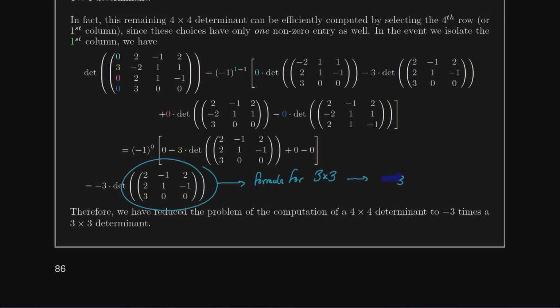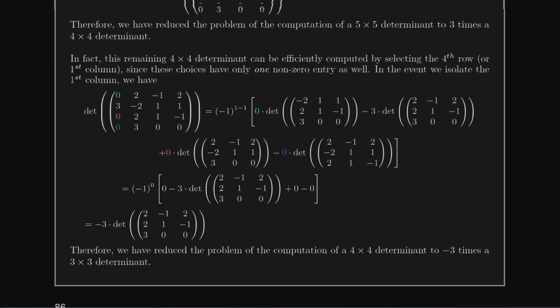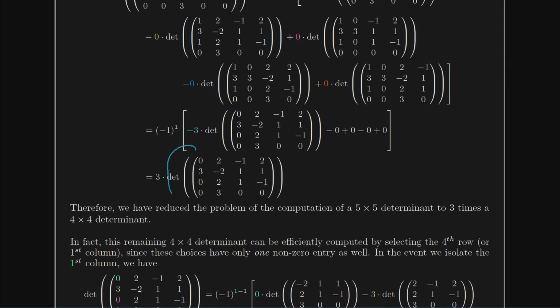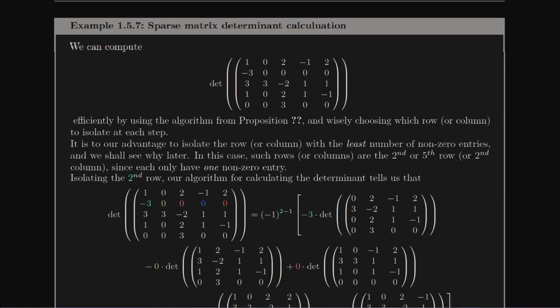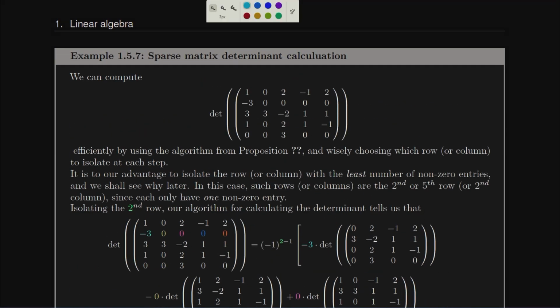That negative 3 will multiply this negative 3, and we'll end up with 9. So this entire determinant is what we just decided was equal to 9. That 9 is going to multiply this 3, and we're going to get 27 as the determinant of this 5 by 5 matrix. So we've calculated that this is 27.